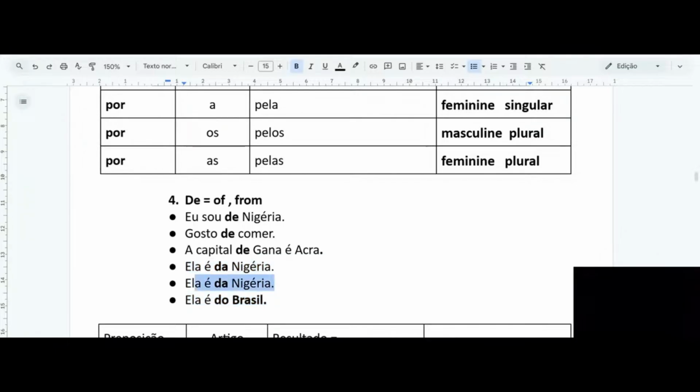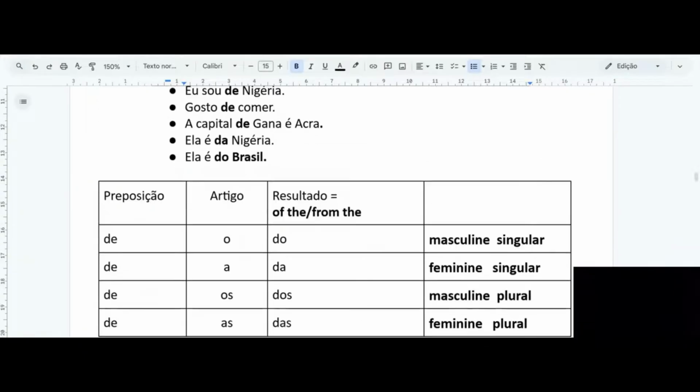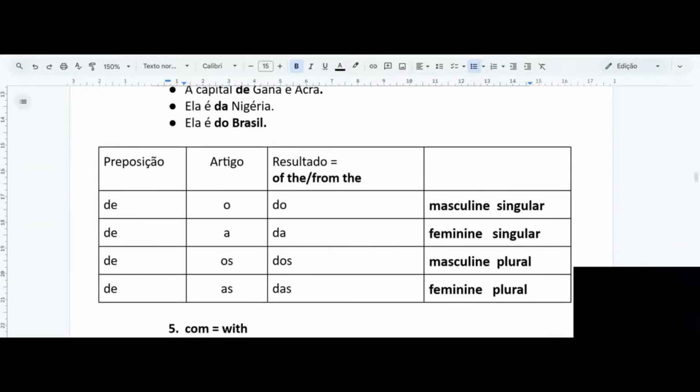How did we get the da and the do? How did we get it? We have a policy for it. These are the rules. The same rules relate to the other one. The same rules. The G, as you all know, means from and of. The articles we know: O, A, OS, and AS.